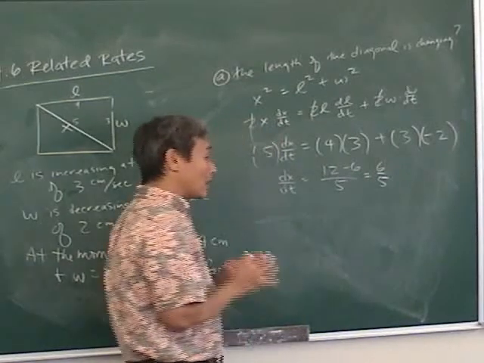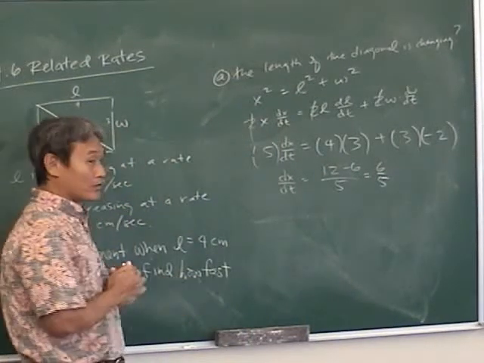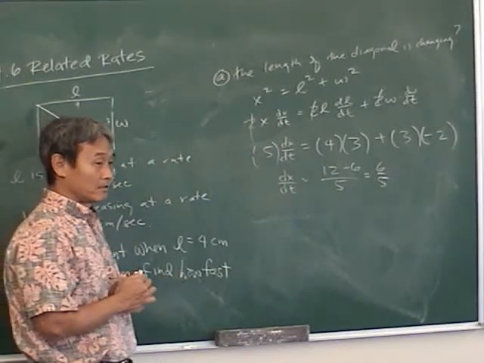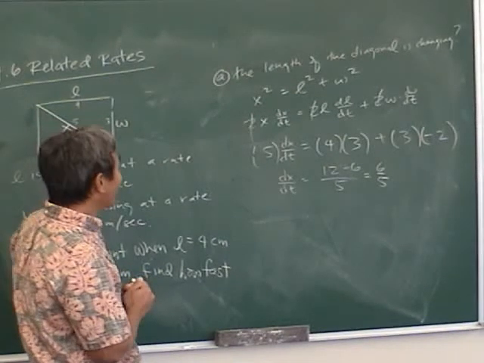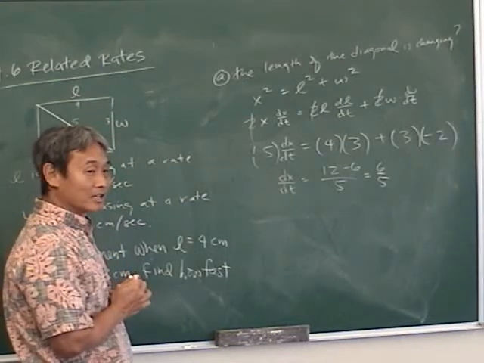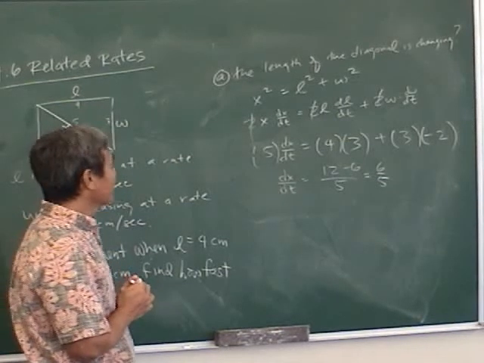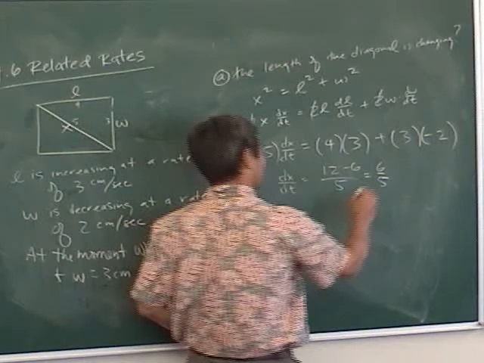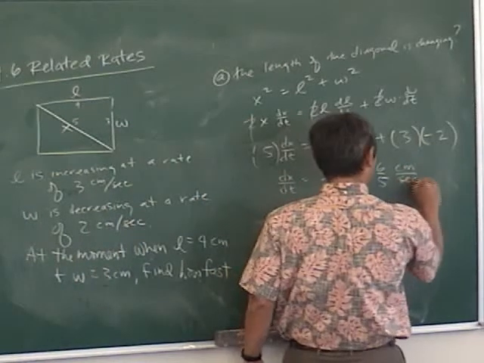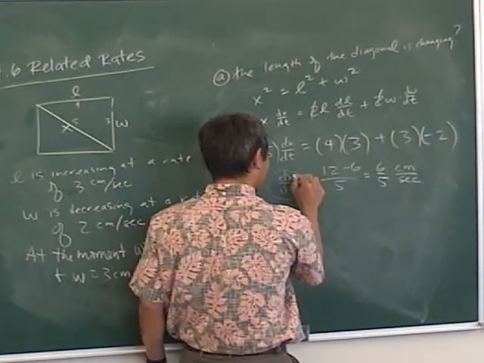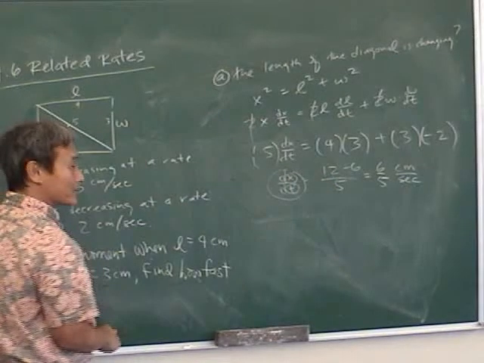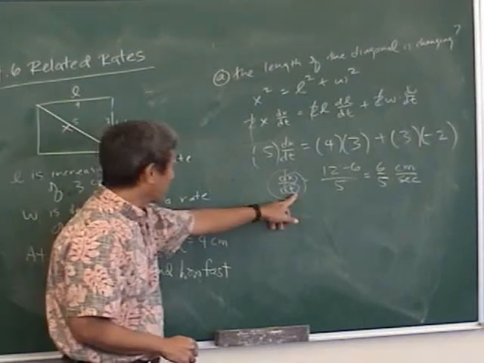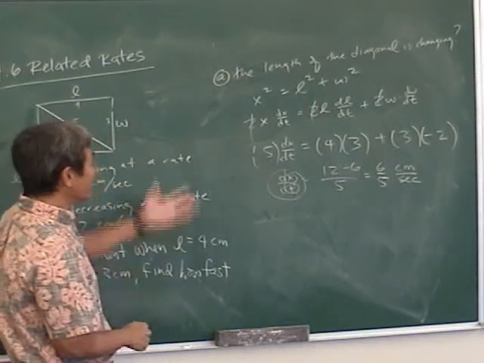Now this is the only problem on the AP exam where you have to put units down. Okay, what are the units for this? How fast is the length of the diagonal changing? Centimeters per second. Yeah, centimeters per second. And if you don't know anything, just look at this. x over t. If you have to measure x, how would you measure it? In centimeters. And what about time? In this problem in seconds, right?